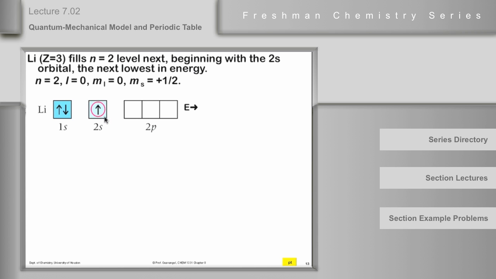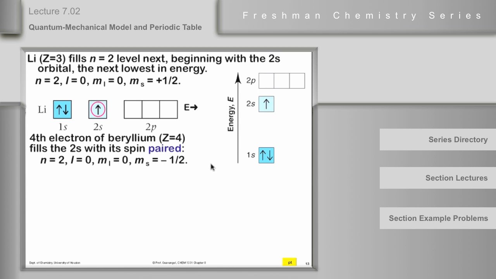And so you might also see energy increasing in a vertical direction. The same electron configuration, energy increasing upwards, 1s, 2 electrons, 2s, 1 electron. Looks like that. And you can see either way. It's not hard to tell.